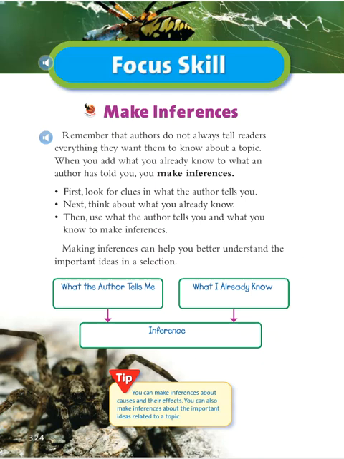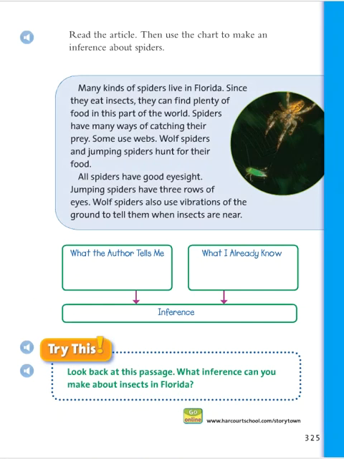What the author tells me, what I already know, inference. Tip: you can make inferences about causes and their effects. You can also make inferences about the important ideas related to a topic. Read the article. Then use the chart to make an inference about spiders.